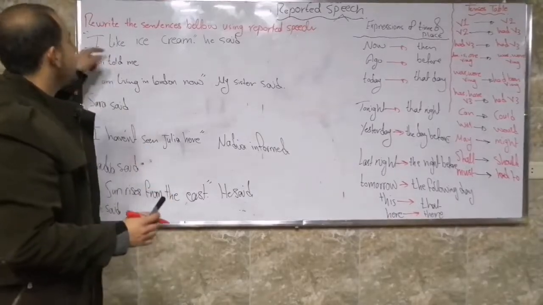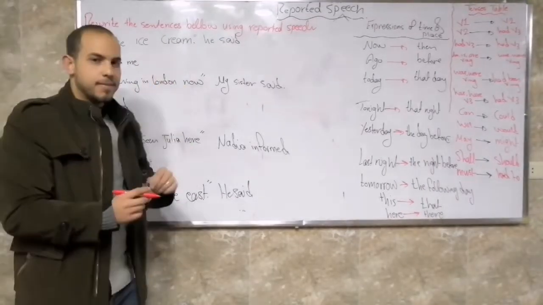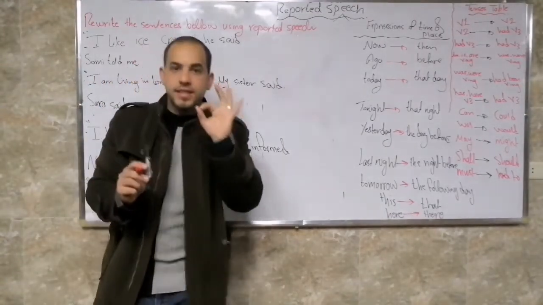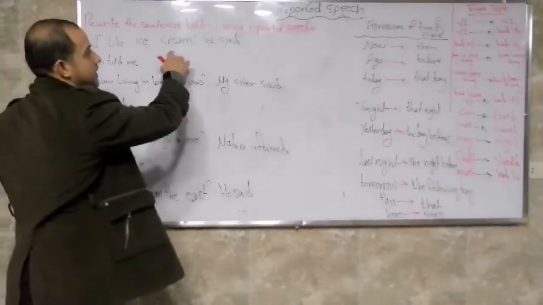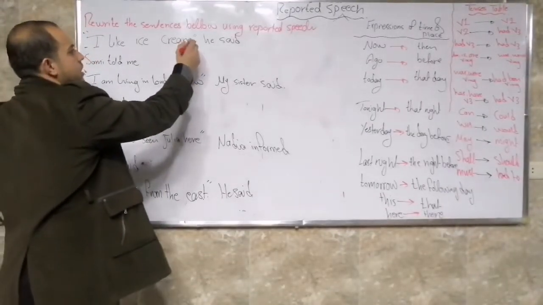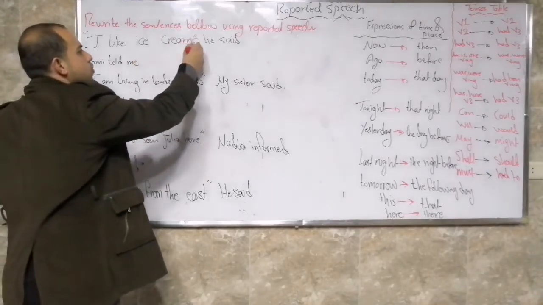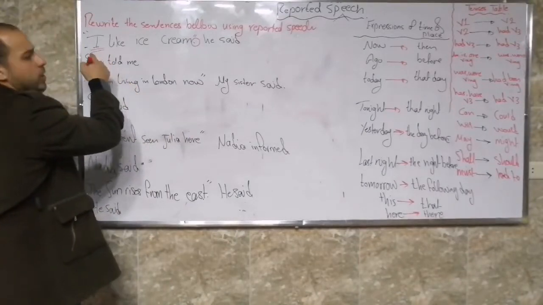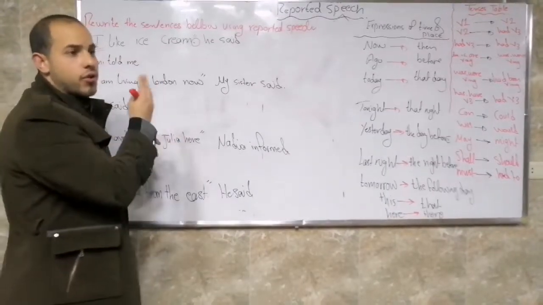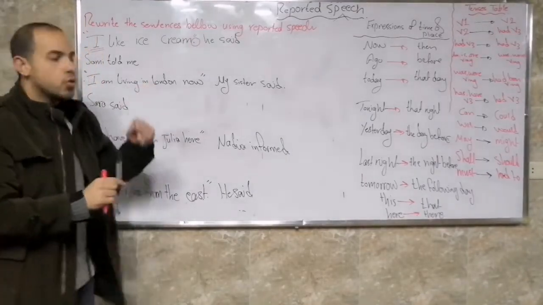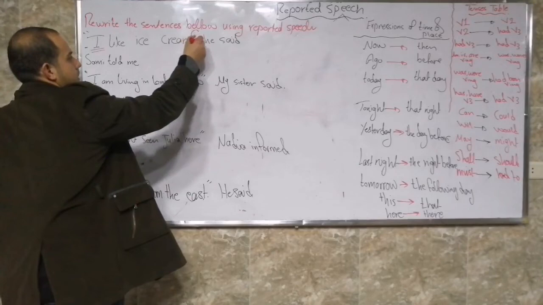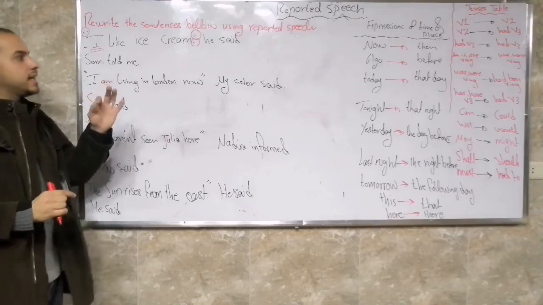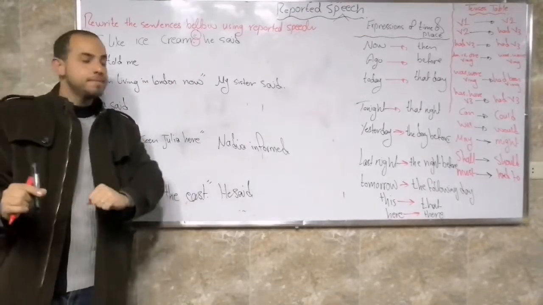Okay, "I like ice cream," he said. The first step is to define the type. Be careful, the type of the sentence. So this is a statement, okay? Because first of all, there is no question mark, and also the sentence starts with a subject. There is no verb at the beginning of the sentence. And also you can notice here that there are quotation marks. Once you see the quotation marks, you already understand that this is reported speech, okay?